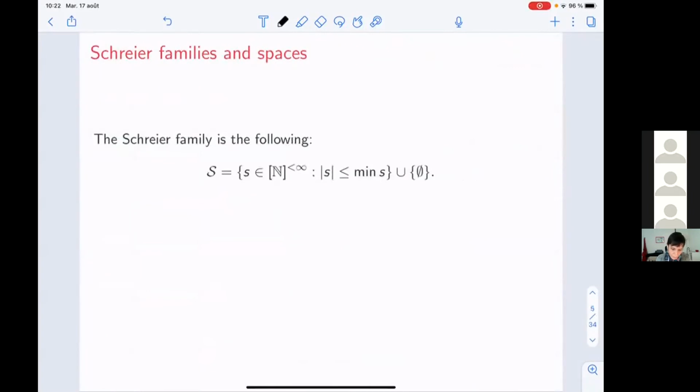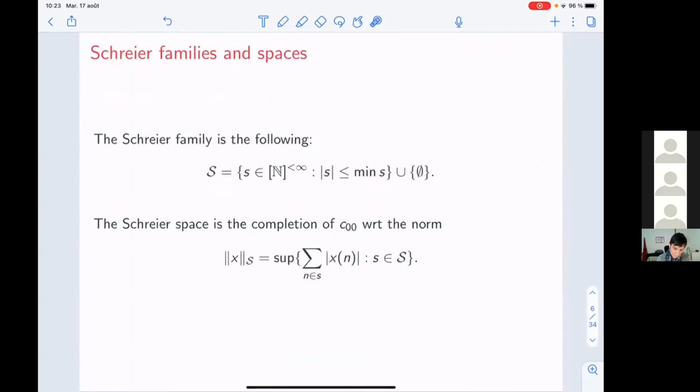So the Schreier families and the Schreier spaces are defined as follows. The first Schreier family, the classical one, which was introduced by Schreier in the 30s, is just the family of finite subsets of the natural numbers which have fewer elements than their minimum. This condition is just some technicality. But important to understand the family is that you have finite sets as large as you want in the family, but the larger you want it, the further it has to start. The minimum has to be also large.